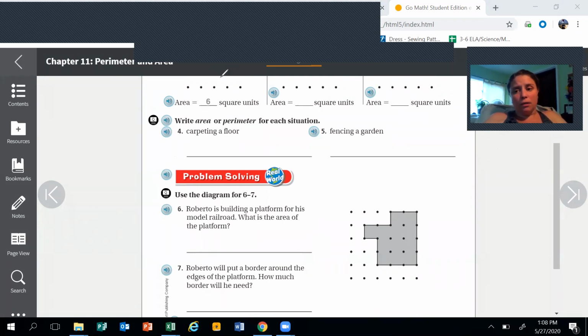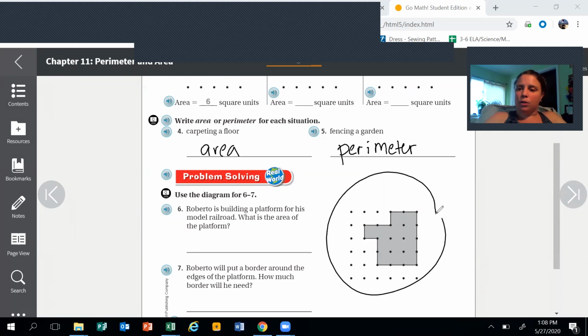When we put a carpet in, yeah, sure, we need to know the perimeter, but it's a little bit more important to know how many squares of carpet we need to put in. So we're definitely going to need to know the area. And for fencing a garden, dude, a fence, that is a perimeter, right? So we know this one needs to be perimeter. Okay. All right, and for these ones down here, we're going to use the picture here.